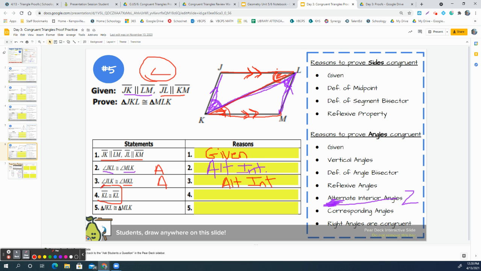And then I've got KL and KL. Where's KL? The middle. Is that a side or an angle? That is a side. And that's our reflexive side. It occupies the same space.